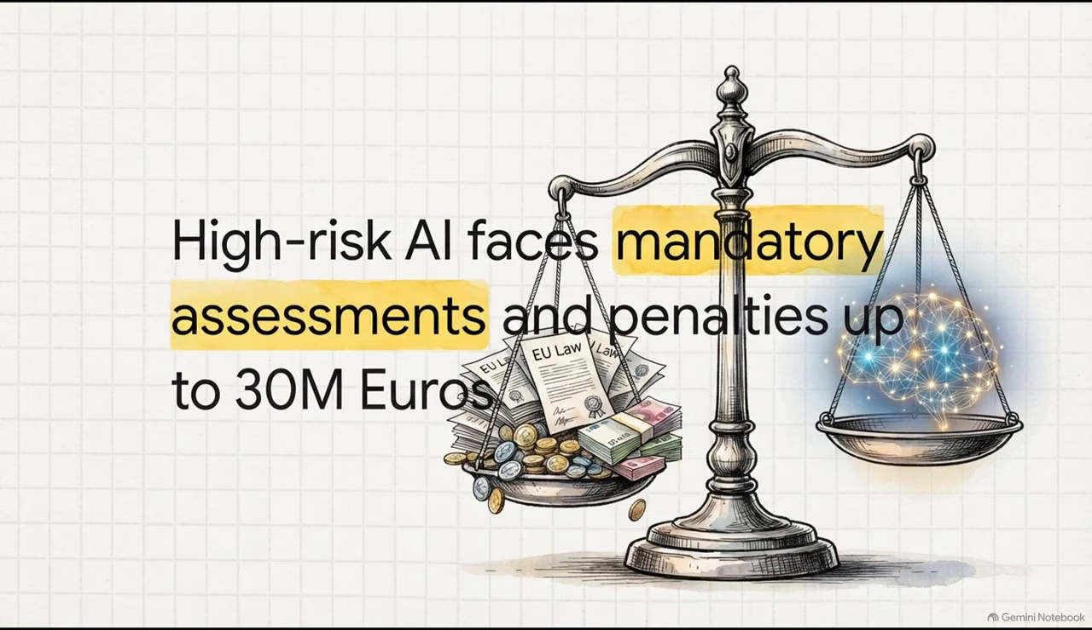Now, I want to pivot to something incredibly serious here: governance. With regulations like the EU AI Act taking full effect in 2026, high-risk AI systems are going to face mandatory conformity assessments and strict human oversight requirements. The financial stakes of improper ML governance are absolutely massive. We are talking about penalties that can reach up to 30 million euros or 6% of global revenue. Let that sink in. This is no longer just an IT issue, it is a board-level issue.